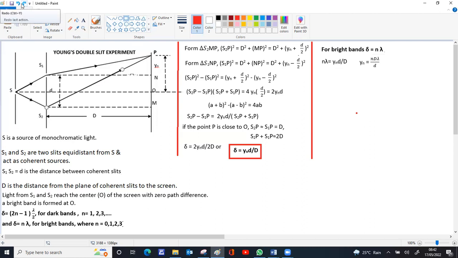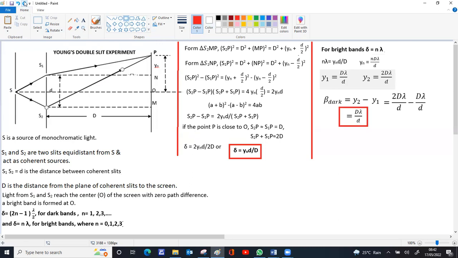So now for beta, find y1, y2 and subtract y2 minus y1. So y1 will be just D lambda by d, y2 will be 2 D lambda by d. This is the position of the bright band. Between two bright bands will be the width of the dark band. So the width of the dark band is y2 for bright minus y1 for bright. So 2 D lambda by d minus D lambda by d, that will come as D lambda by d. That's the width of the dark band.